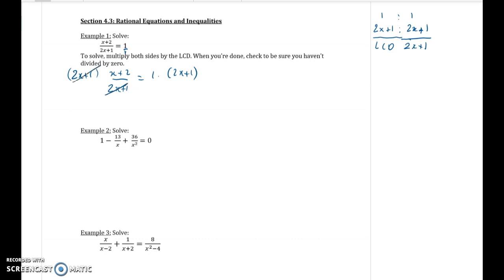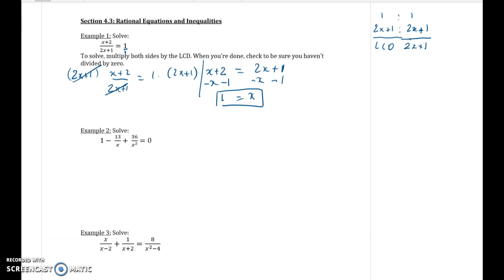I realize that now I end up having x plus 2 equal 2x plus 1 multiplied by 1, which is 2x plus 1. Therefore, I'm subtracting x, I'm going to subtract 1, and I end up having 1 equal x. That is the solution of my equation (x plus 2) divided by (x plus 1) equal 1.